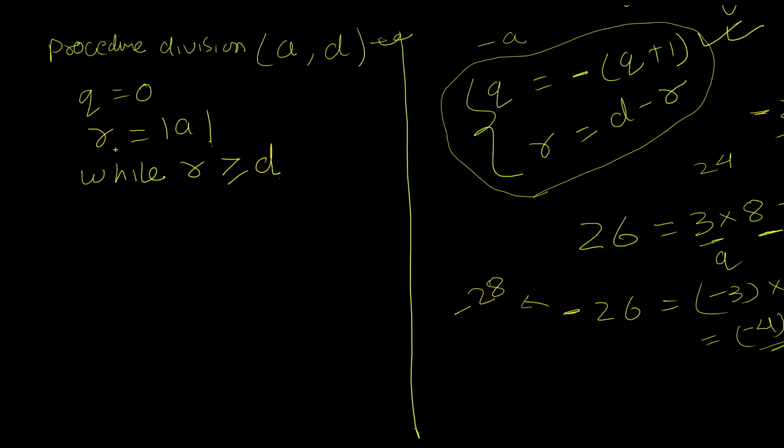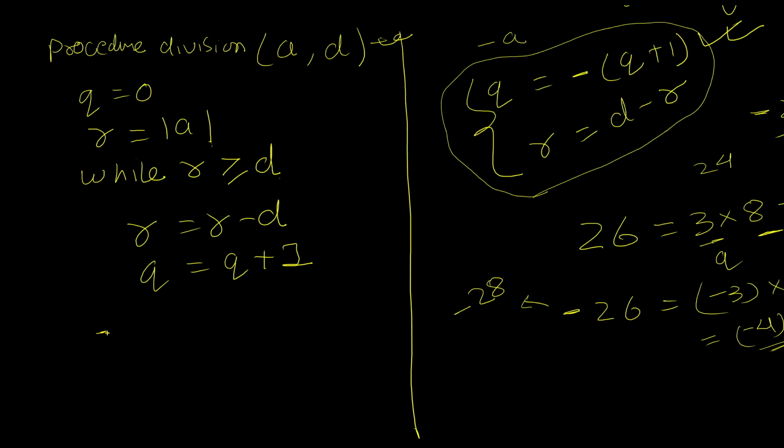So perform a subtraction on the remainder: r equals r minus d. That's my first step. And then increase the quotient by 1: q equals q plus 1. And if I do this while r is greater than or equal to d, eventually r is going to be smaller than d, and this loop is going to terminate.